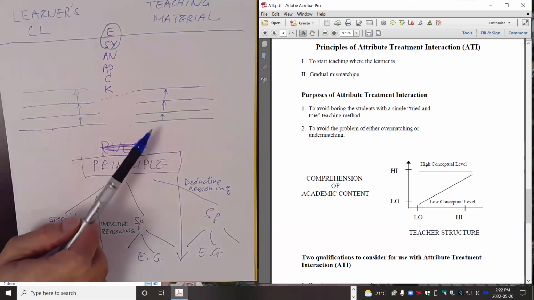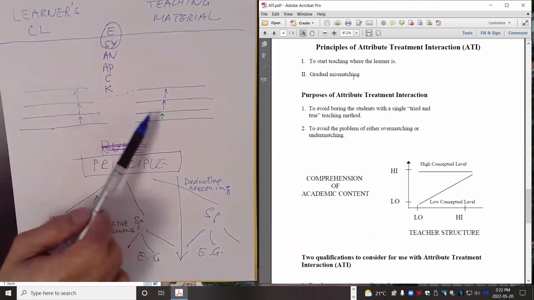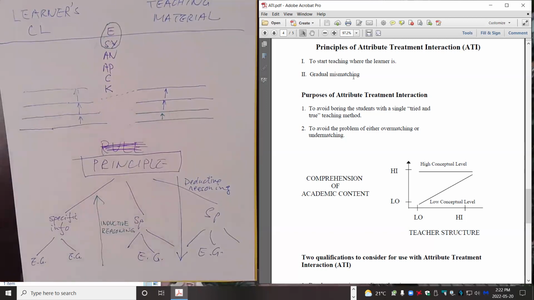I think we discussed this here. Matching, gradual mismatching. So it's just to what? It's just to provide a small mismatch, to create a small knowledge disturbance. So gradual mismatching means gradually shift to a slightly more complex level of teaching in order to help the students grow, in order to help the students develop. All right.